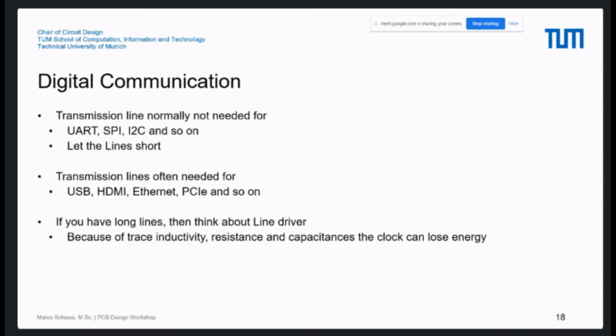And if you have long lines, then you have to think about a line driver because long lines also have resistance, so you have a voltage drop over the line. And with a line driver, you push it again high to the upper rail or to the lower rail. And because of the traces and the parasitics, you also lose energy of your clock. And with a line driver, you can put energy into your line again.